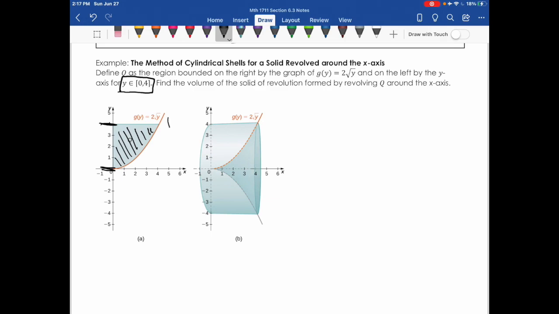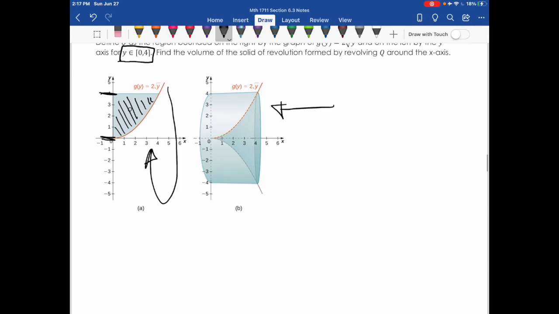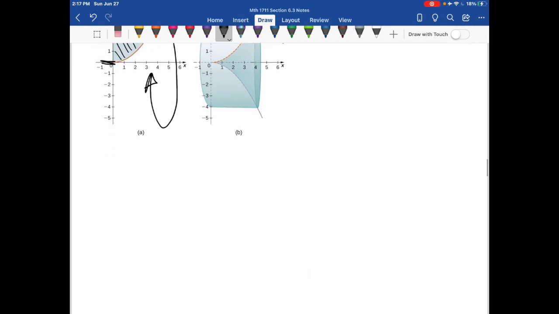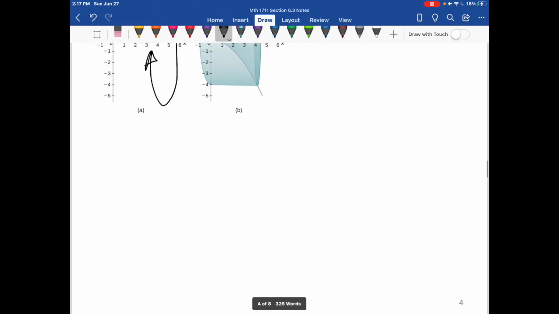So we're going from 0 to 4. Here's our region. We're going to find the volume of the solid of revolution formed by revolving Q around the x-axis. So now we're spinning it this way.